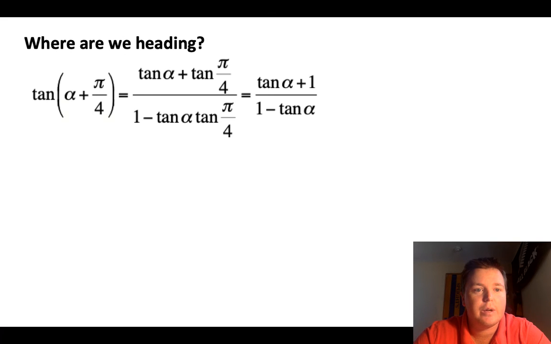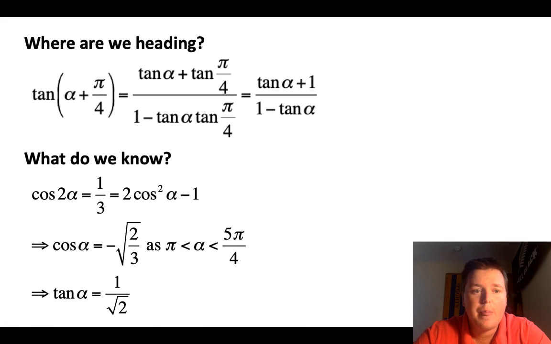So where are we heading? We're heading towards finding tan of alpha plus pi over 4. We can use the compound angle formula to realize that to find this value, we need to know what tan alpha is. So we use the double angle formula to get cosine 2 alpha down into alphas. And then we need to understand that cosine alpha will be a negative number because we're in the third quadrant, and cosine is negative in the third quadrant. This gives you tan of alpha equals 1 over root 2.